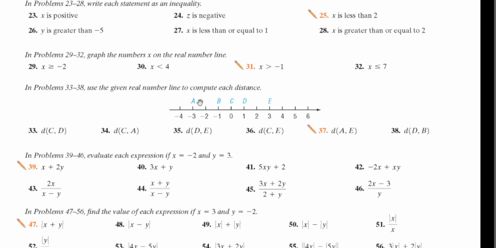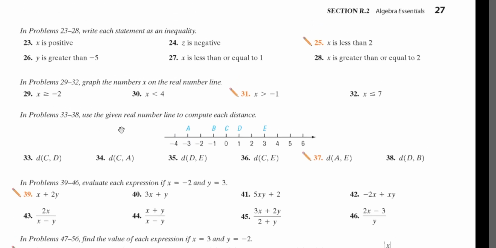Jump down to this, 29 to 32. Everybody see that? So I put two questions from 29 to 32. Pick which one you want to do. Second one? Okay, let's do that one. So it says graph on a real number line, and I give you a line. I just give you a blank line like this, okay? And you have to graph x is less than 4.